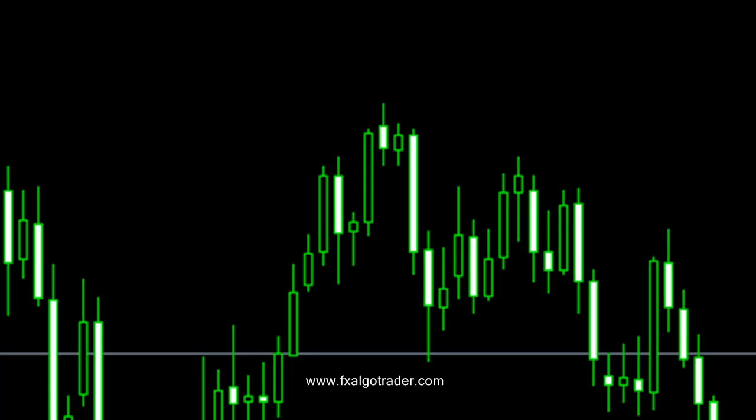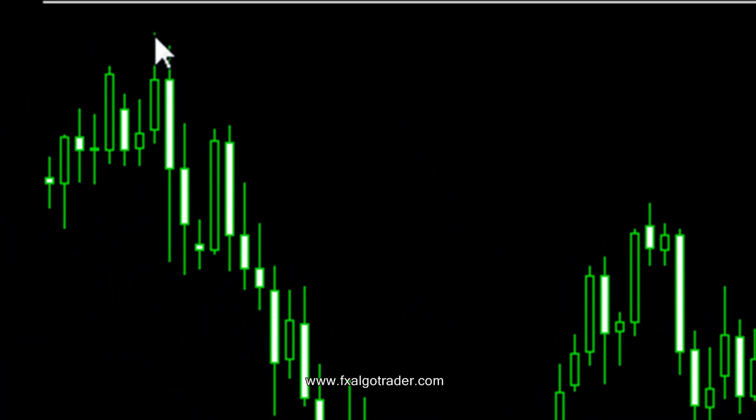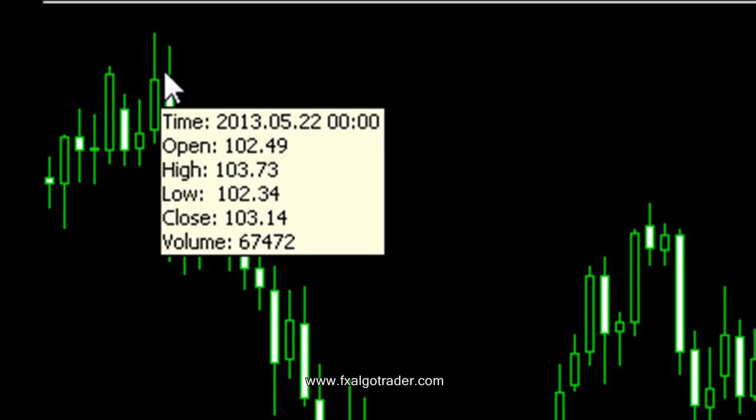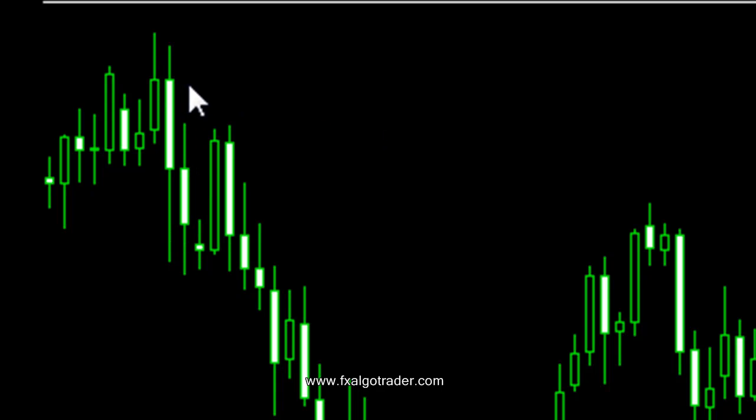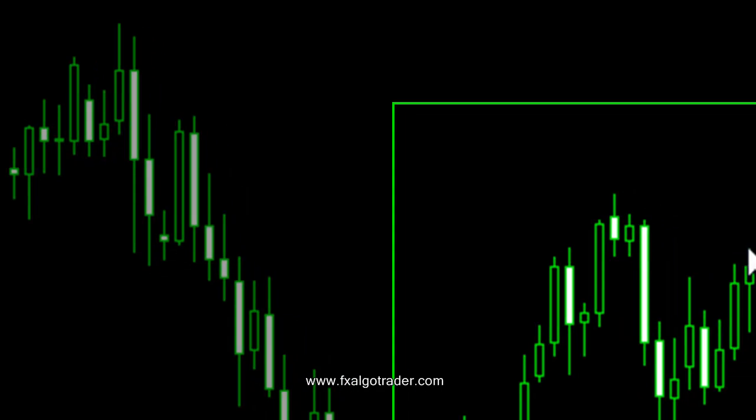A swing point, a swing high in this case, where I'm mousing over now, is where a high was formed, but either side of it, the candles either side, their highs were lower. So we had a high surrounded by candles with lower highs. So this is an example of a swing high, that's an example of a swing high, there's one there, and there, and there.